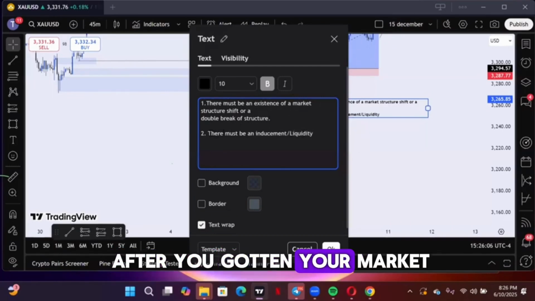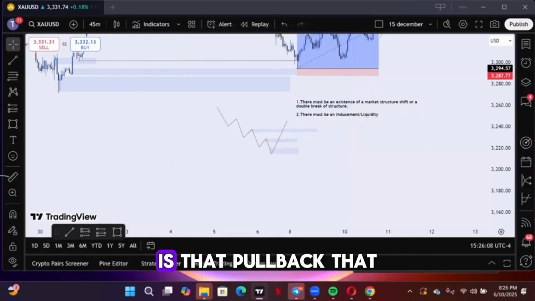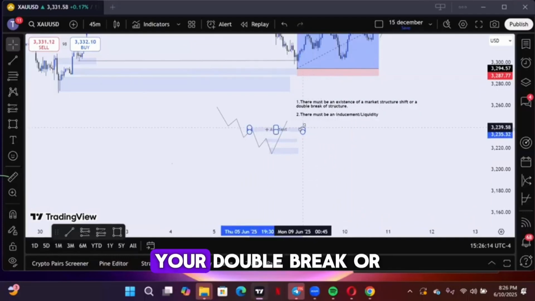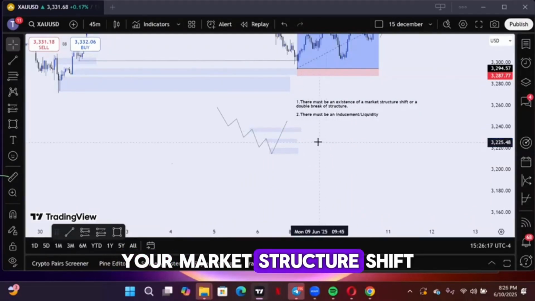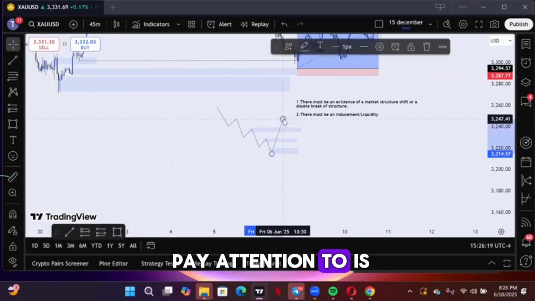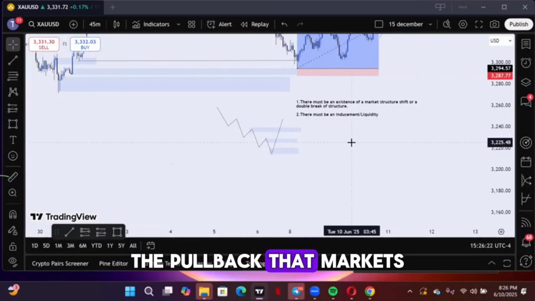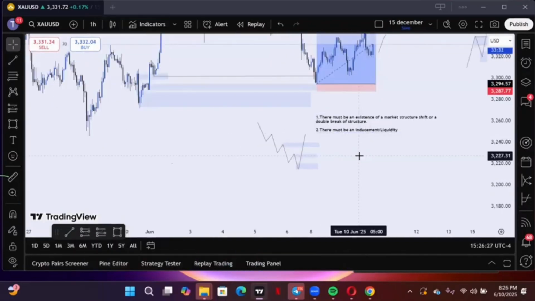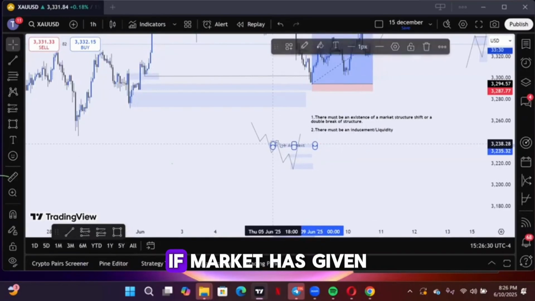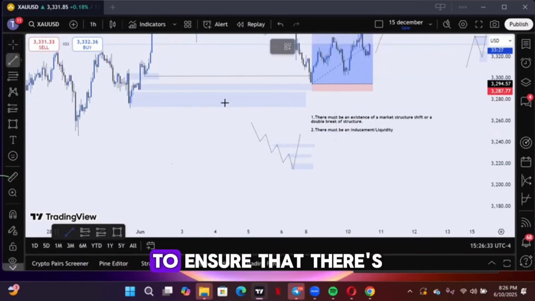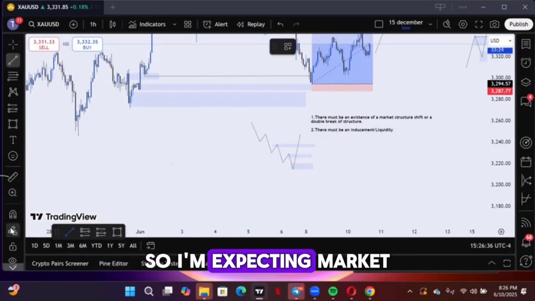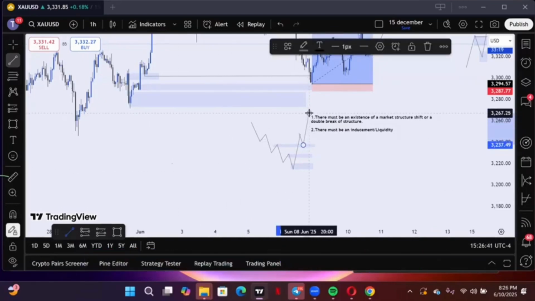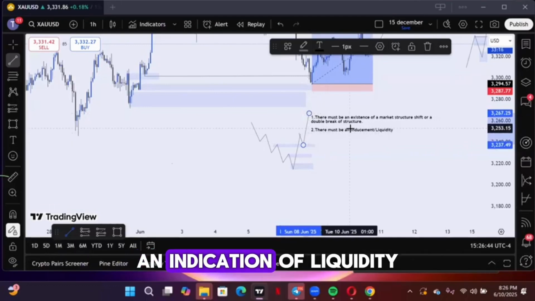It means that after you've gotten your market structure shift, the second thing you should be looking out for is that pullback that market will make after that structure shift. So after market gives you your double break of structure or your market structure shift, the next thing you pay attention to is, after that candle closes, the pullback that market will make. That's what you're going to be looking for. So in this scenario, if market has given you a structure shift, the next thing is to ensure that there's an inducement or liquidity. So I'm expecting market to give me a pullback before eventually pushing back up. So that is the second rule. There must be an inducement or liquidity.